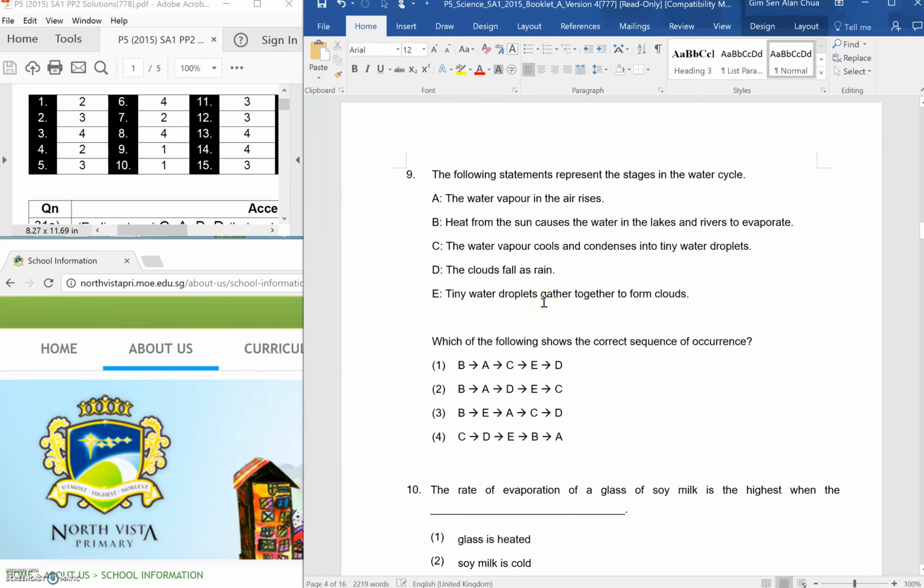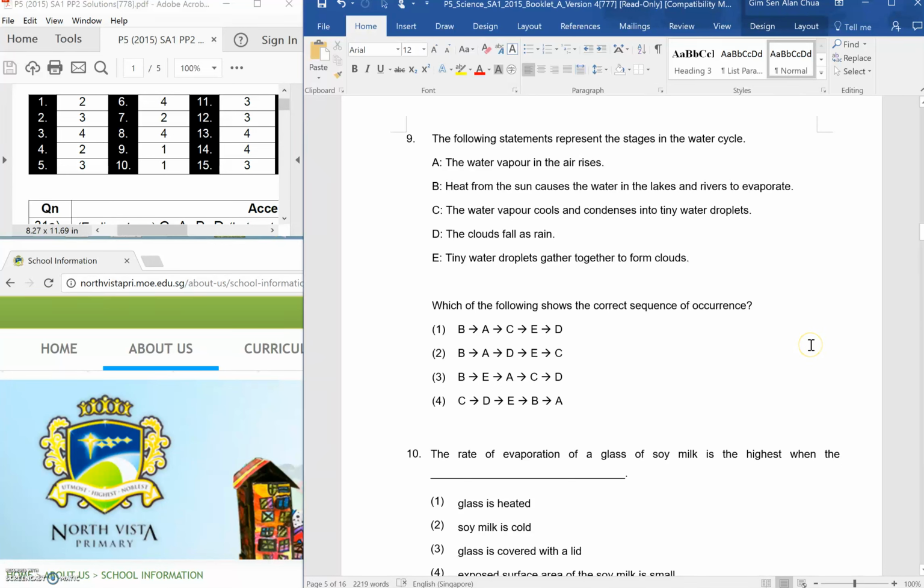Okay, question number 9. Which one of the following statements represent the states in the water cycle? The water vapor in the air rises. Heat from the sun causes the water in the lakes to evaporate. The water vapor cools and condenses. Clouds fall as rain. Tiny droplets gather to form clouds. Just look at D and E first. Which one should come first? Certainly, we need to have formation of clouds first, then it will fall as rain. So E must come before D.